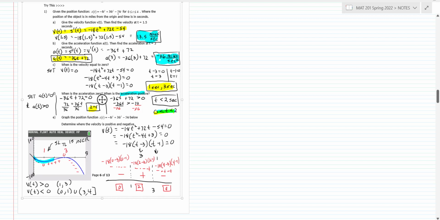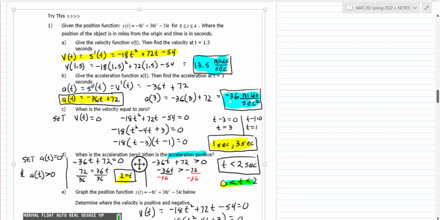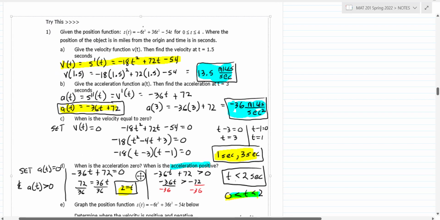So you've got this position function. We're only interested from 0 to 4. We're going to do the velocity function, and we're going to find the velocity after 1.5 seconds. So the velocity is the first derivative. Let me zoom in on this. The derivative would be negative 18t squared plus 72t minus 54. Just evaluate the velocity at 1.5. Working out the arithmetic, you would get 13.5 miles per second.